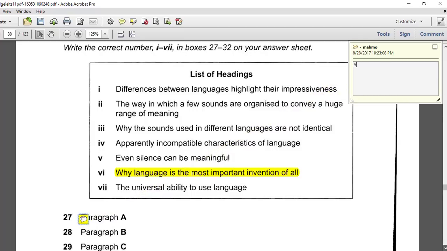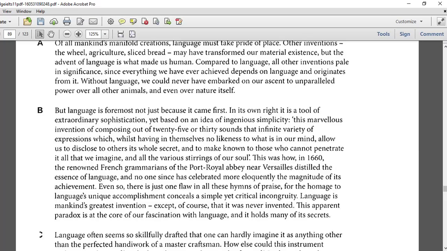Okay. Paragraph B. What language is foremost? Not just because it came first, and it's all right. It's a tool of extraordinary sophistication. So it's very sophisticated. When you look for headings, something very important you need to know. When you look for headings, you need to read the first sentence or the first couple of sentences very carefully, because these are the topic sentences. These are the keys for the paragraphs. So when you read a paragraph, you would like to know the heading of the paragraph. You have to focus very well on the first couple of sentences, especially the first sentence.